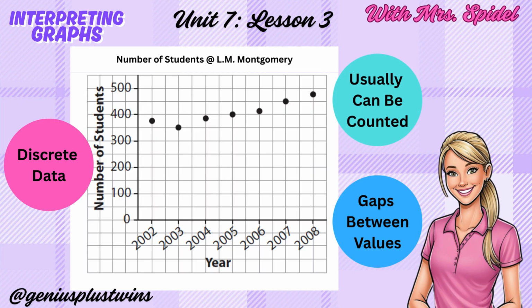For example, the number of students in a classroom, the number of pets someone has, or the number of books you read in a month. You can't have 3.5 students or 2.75 pets. These are whole number values with gaps between them.